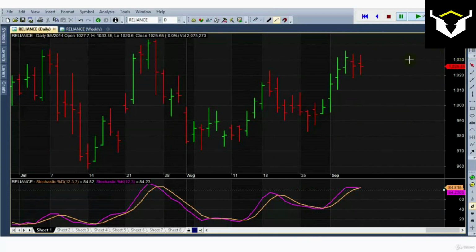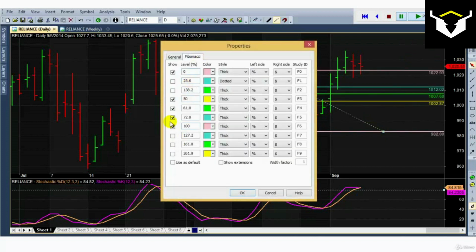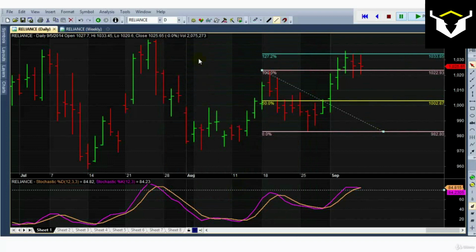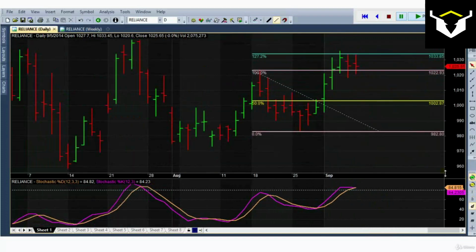look for an entry. I'll use this retracement, select extensions, remove our retracements, and click OK. You can see as of the last bar, 3 days ago, prices have hit 127% at 1033, and as of the last bar, stochastic has given a bearish reversal or a sell trade.